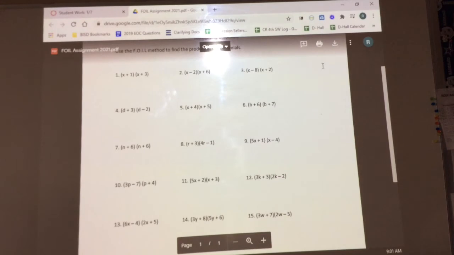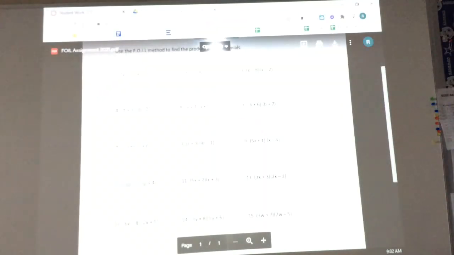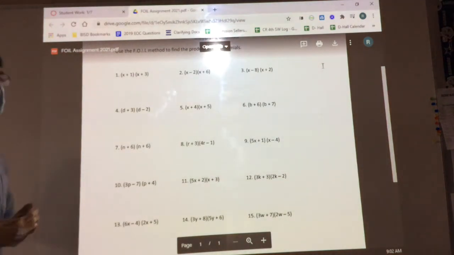Okay, so what I'm going to do is bounce around and do a couple random problems here. I'm going to start off with number 1, then I'll bounce around, just trying to give you some variety so you can see the different types of questions that we'll see. So for number 1, again, we're using the FOIL method. So that means I'm going to do first, outer, inner, last.